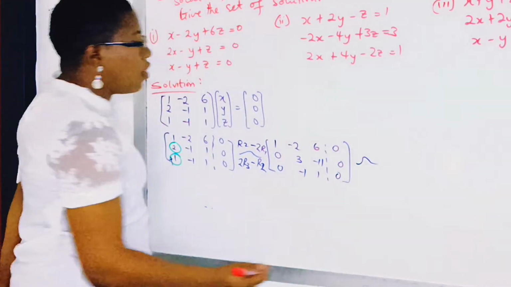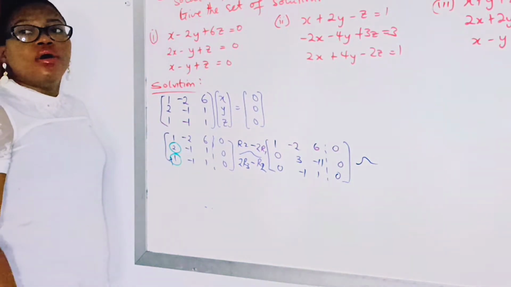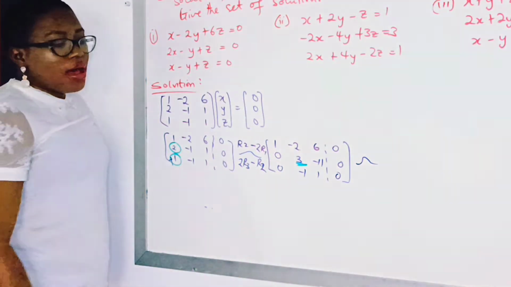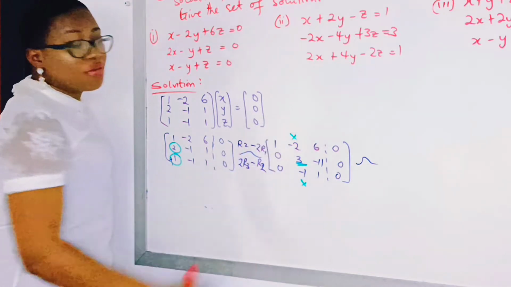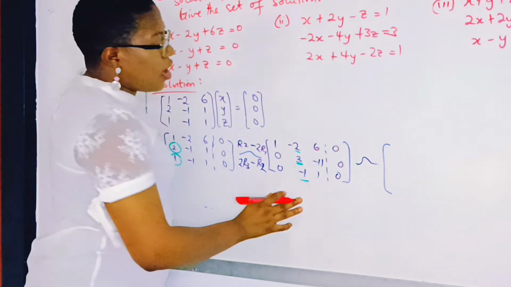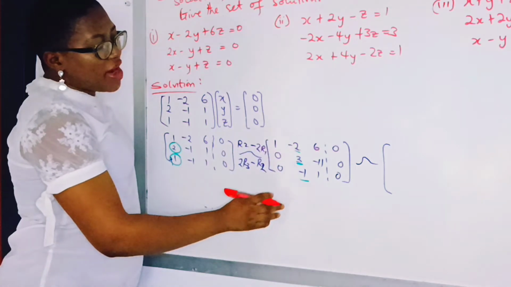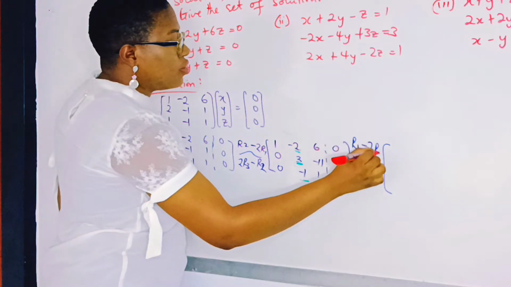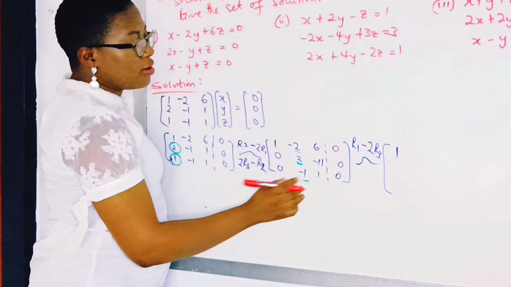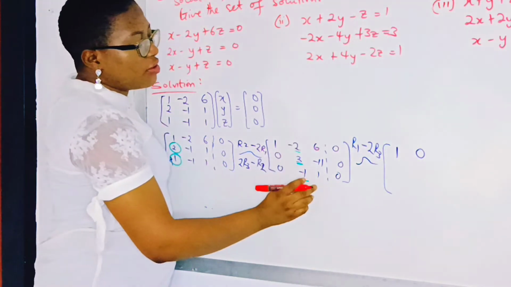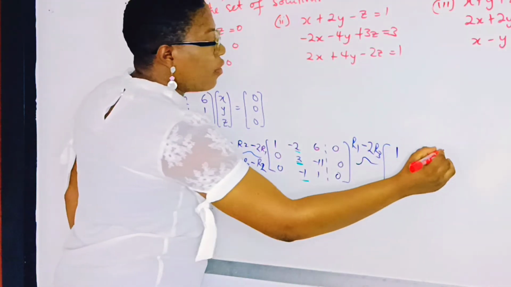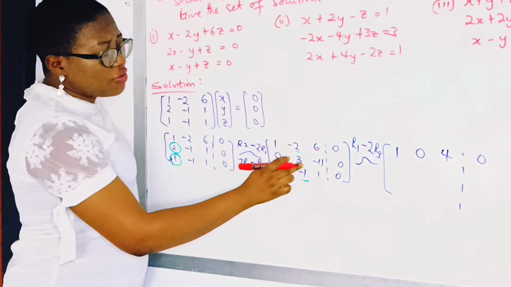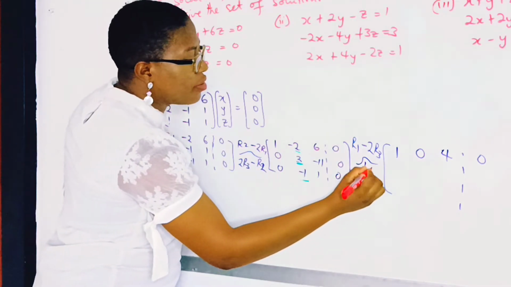Okay, so this becomes... I want to make this one a leading one, and then the remaining ones here to become 0. I would say this minus 2 of this. So I have row 1 minus 2 row 3. It will give me 1, 0, 0, 6 minus 2, 4, 0. Then the next one, I want to make this 1. So this is simply 1/3 row 2.